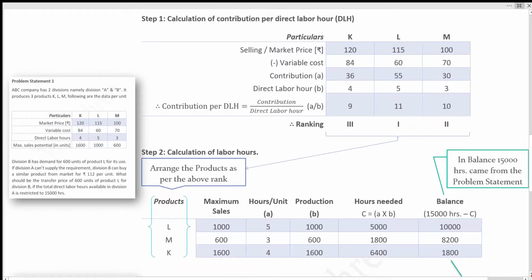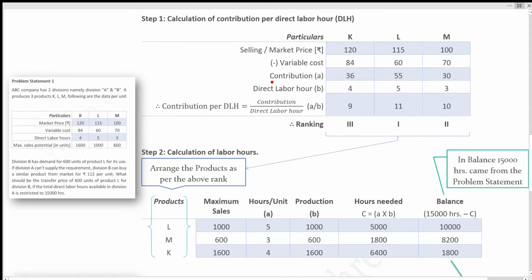There are a total of 4 steps. So let's move on to the first step. First step is to calculate the contribution per direct labor hour. Observe here, direct labor hour per unit is already given in the question, but the contribution is not there. So we have to calculate the contribution.